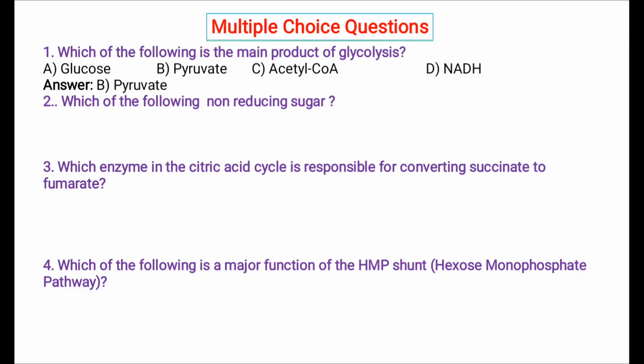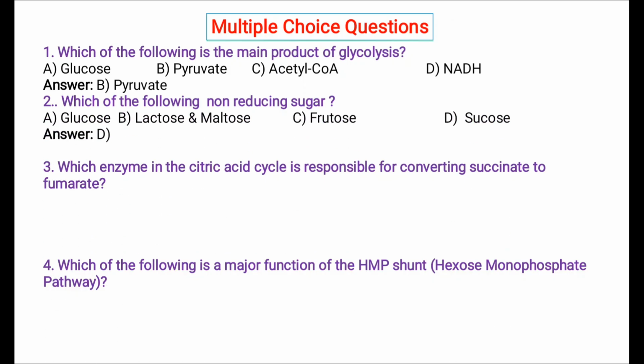Next, which of the following is a non-reducing sugar? Option A, glucose. Option B, lactose. C, fructose, and D, sucrose. Which of the following is a non-reducing sugar? Option D, sucrose, is the correct answer. Others are reducing sugars.